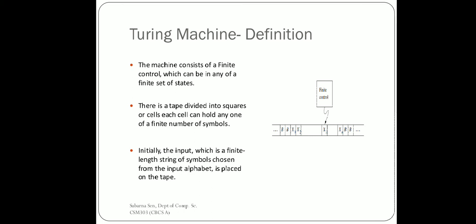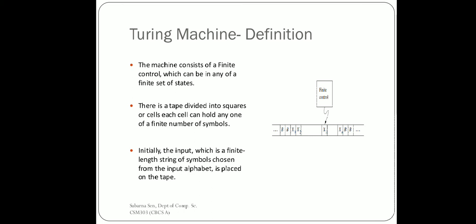So what is the meaning of these things? You can see this machine consists of a finite control, which can be in any of a finite set of states. It can be at any state, whatever state it is processing now, it will be in that state only. There is a tape divided into squares or cells.